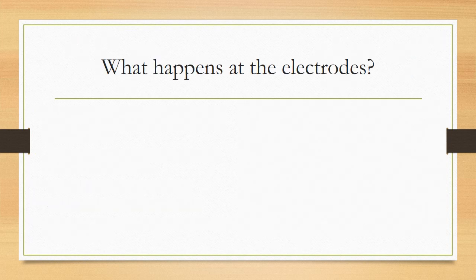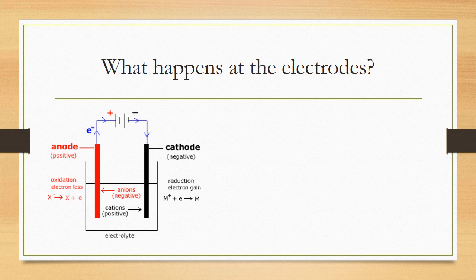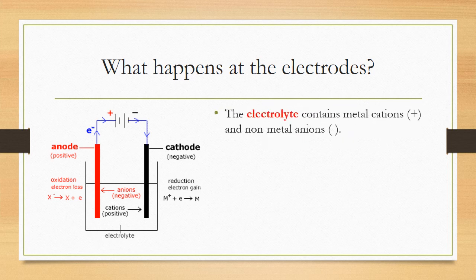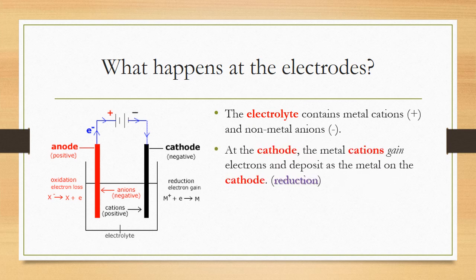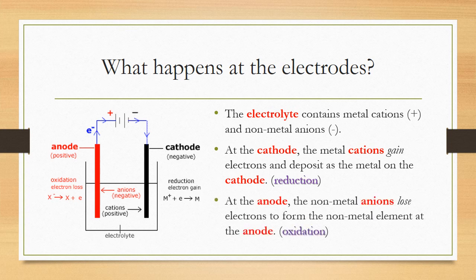So what happens at the electrodes? Well, here we have an anode and a cathode completing a circuit in an electrolyte. The electrolyte contains metal cations, which are positive, as we've seen from the last slide, and non-metal anions, which form when they are dissolved. At the cathode, the metal cations gain electrons and deposit as the metal on the cathode, and we call this reduction. And at the anode, the non-metal anions lose electrons to form the non-metal element at the anode.